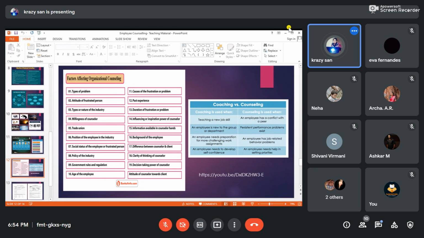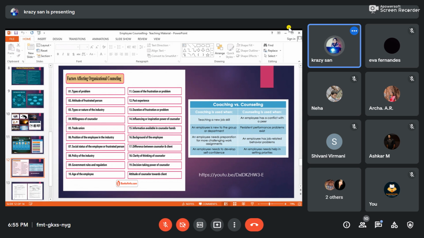Even people get confused between coaching and counseling. They think it's the same, but it's not. So what is the difference? Coaching is used when teaching a new job skill, an employee is new to the group or department, an employee needs preparation for more challenging work assignments, or an employee needs to develop self confidence.